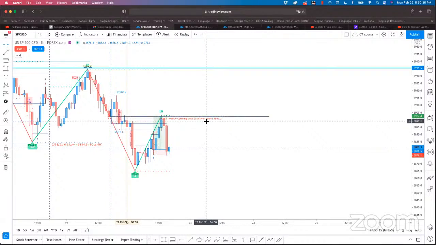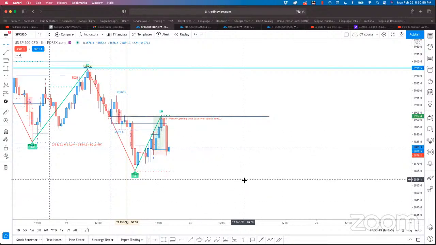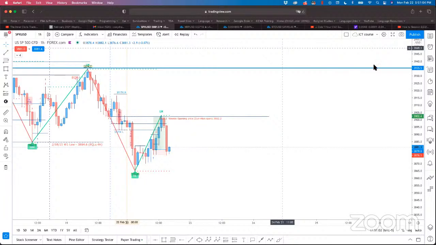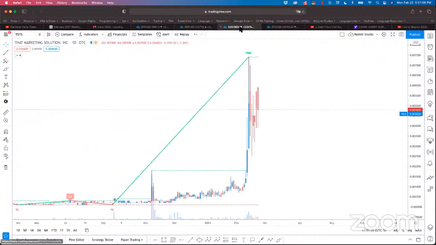And if we get to this level, there's a likelihood that it's going to sell off from here, because we've had 1, 2, 3 sell-offs from there already. And as long as we're below this, we should be looking for our sells, right? We shouldn't really be looking for buys until we get back above our weekly opening price. Let me show you on another chart.